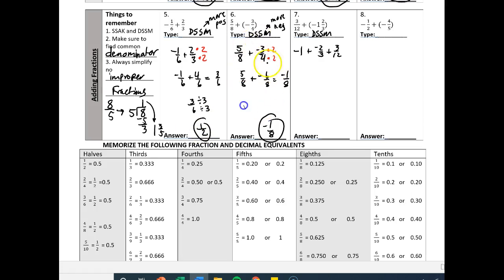So there is the answer to number 6. You'll notice that you have more negatives this time, so that's why your answer is negative 1 over 8. You figure out how you have more negatives by actually finding the common denominators and then looking at the numerator. So 6 compared to 5, more negatives.